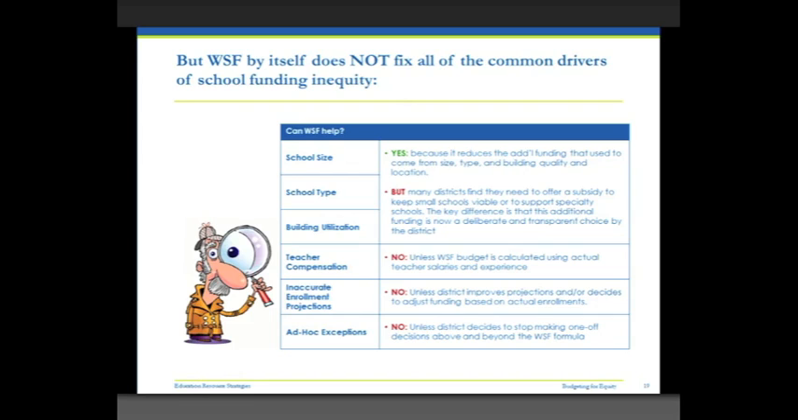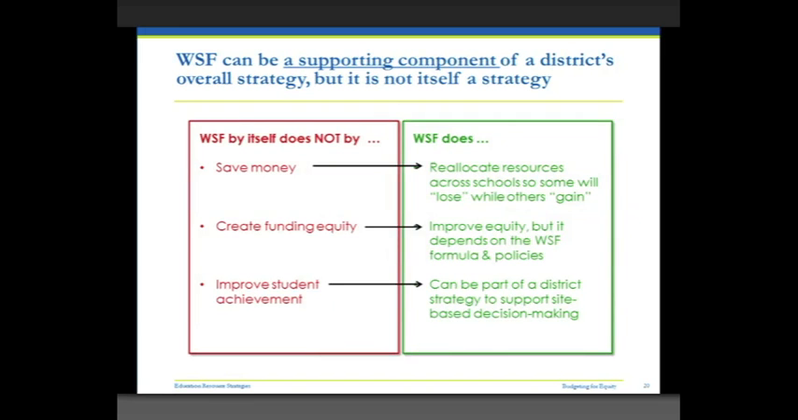The last thing that is important to pay attention to is these ad hoc exceptions. If the district doesn't stop making one-off decisions above and beyond the weighted student funding formula, then they haven't changed a whole lot. So by now you're getting this message loud and clear that weighted student funding is really an important metric for beginning this process, but that it needs to be coupled with other things to really do it. And I've highlighted a couple of these throughout, but the save money one is particularly important.